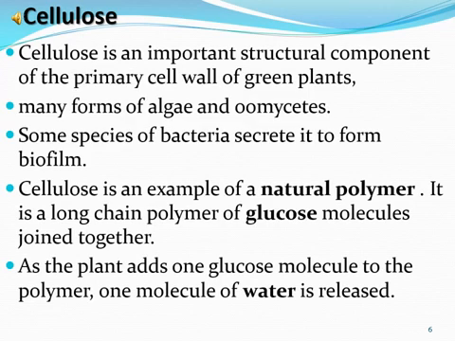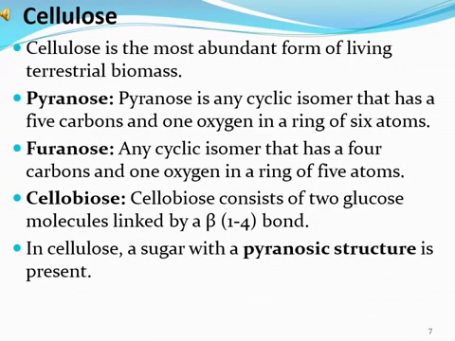Many forms of algae and oomycetes also have it. Some species of bacteria secrete it to form biofilm. Cellulose is an example of a natural polymer. It is a long chain polymer of glucose molecules joined together. As the plant adds one glucose molecule to the polymer, one molecule of water is released. Cellulose is the most abundant form of living terrestrial biomass.